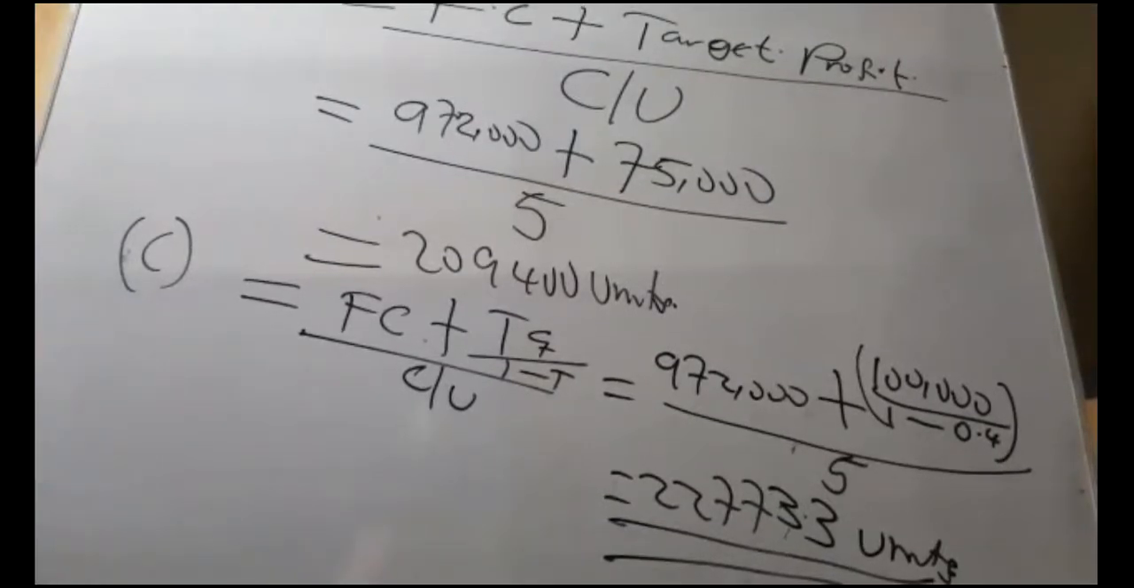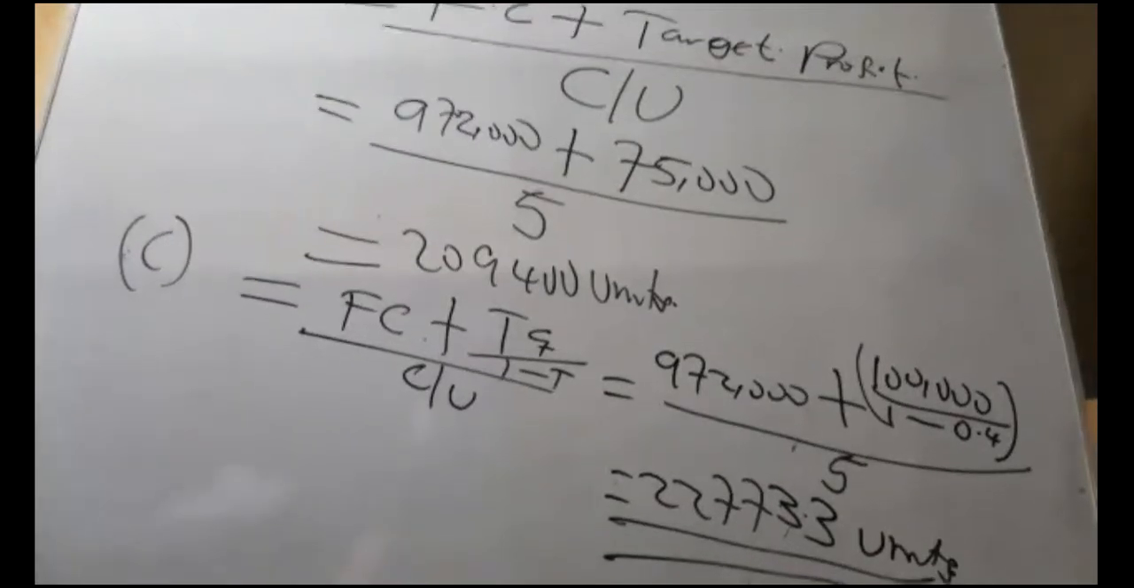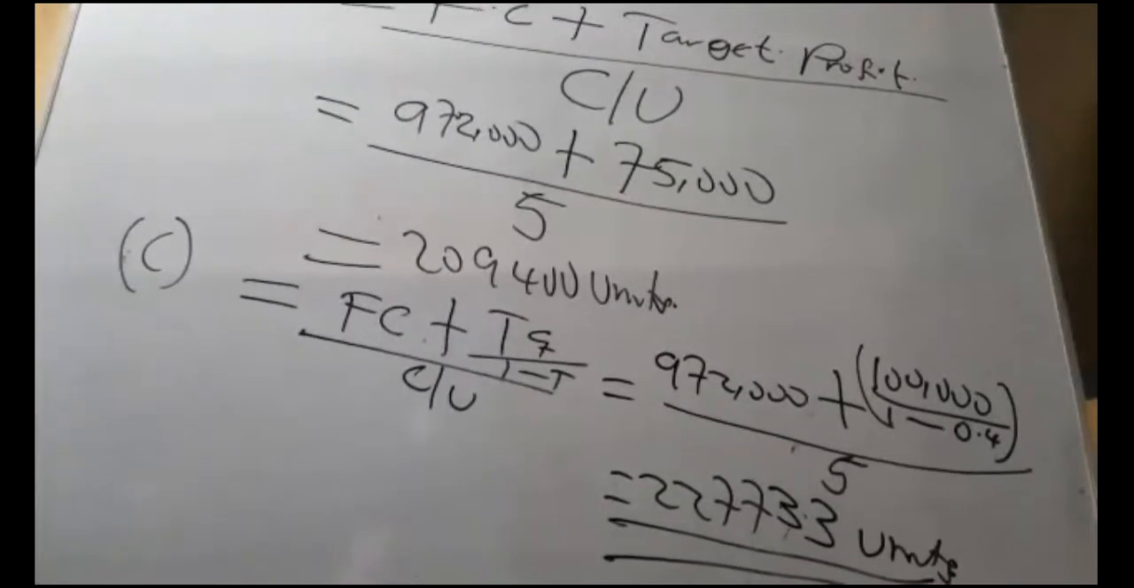Calculate the profit if the company produces 250 units. What will be the profit if the company produces 250 units? Then I'll do margin of safety after this. Margin of safety. Okay.